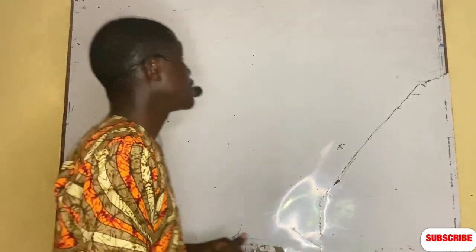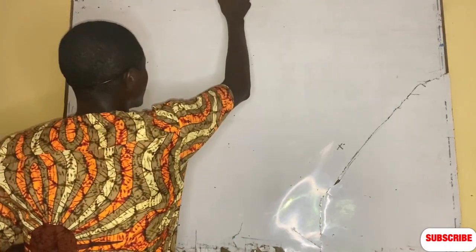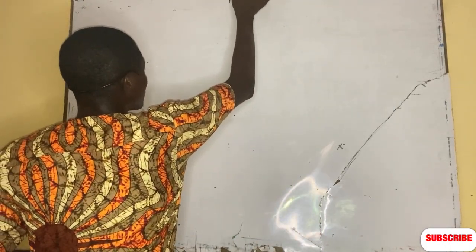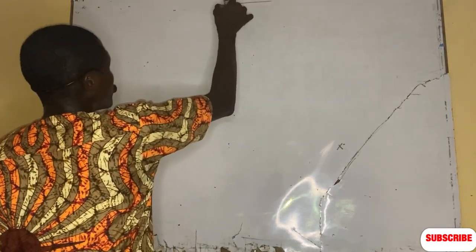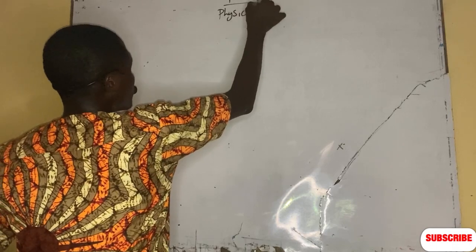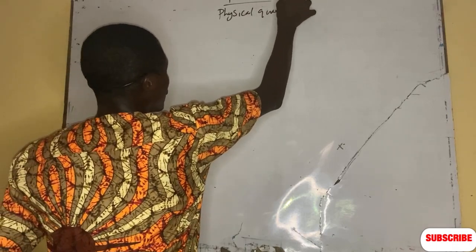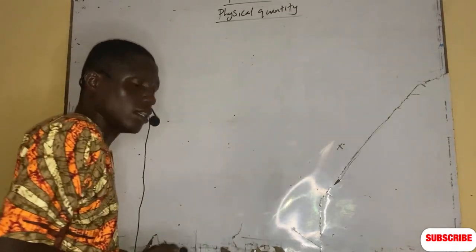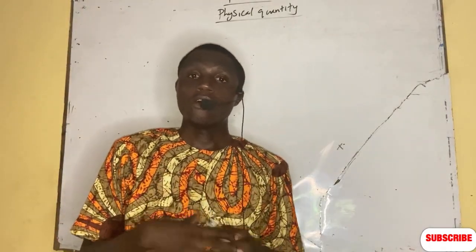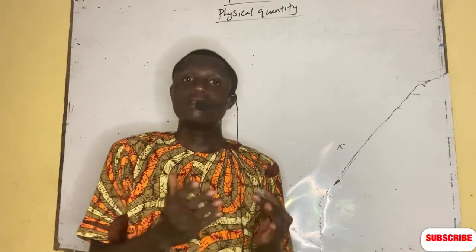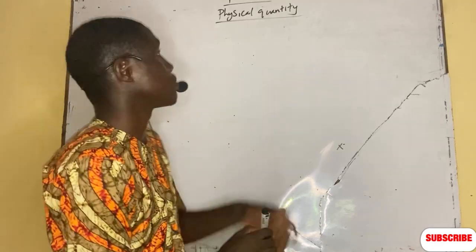Amen. Today we'll be considering a topic under physics known as the physical quantity. What do you mean by physical quantity? A physical quantity can be defined as any measurable property of a substance.